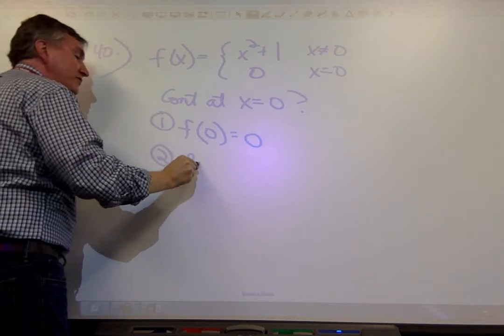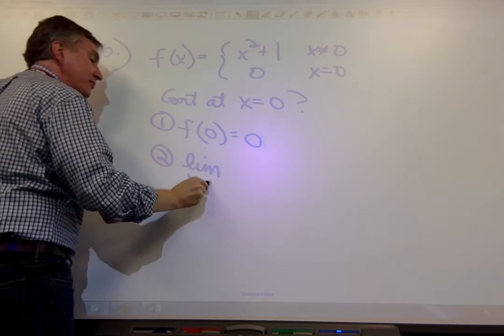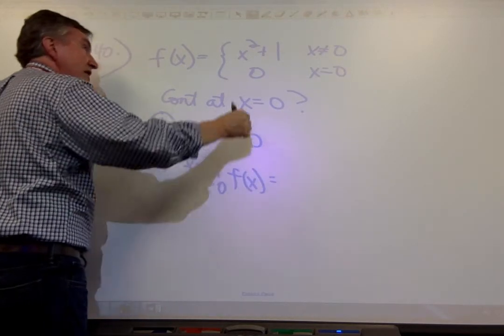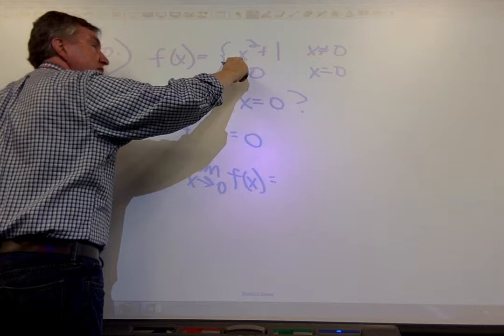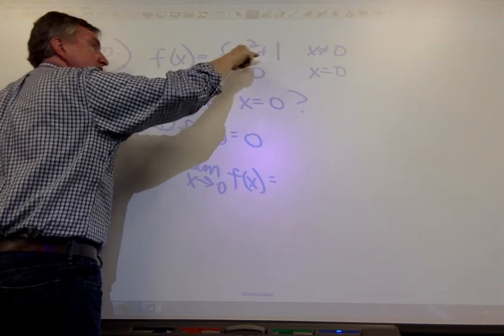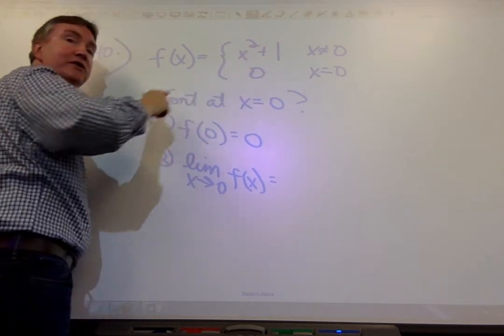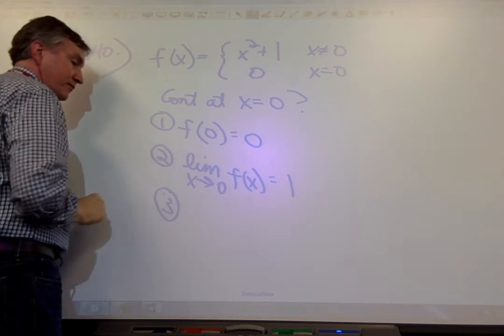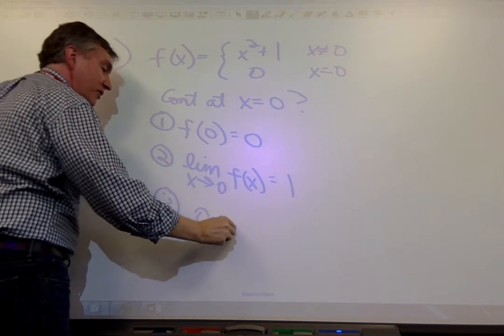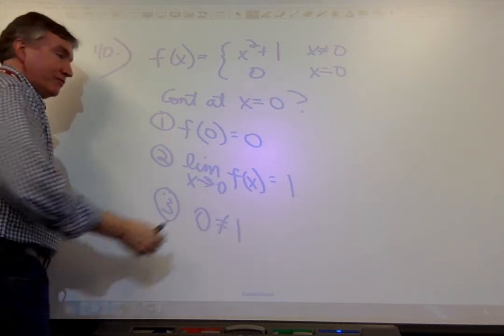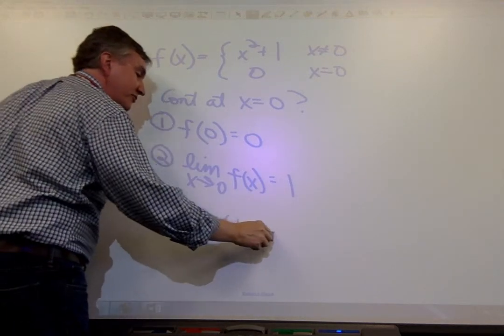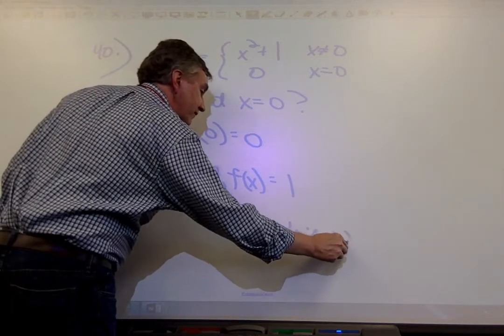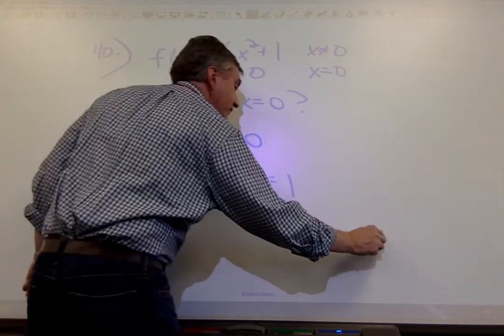2, what is the limit as x approaches that number 0? If I get closer and closer to 0 from both sides of this, that goes to 1, doesn't it? So what fails? 0 is not equal to 1, is it? These are not equal. So you say this fails. Condition 3, not continuous.